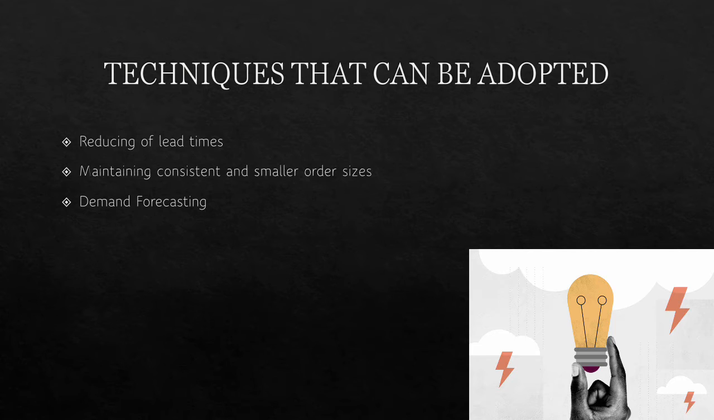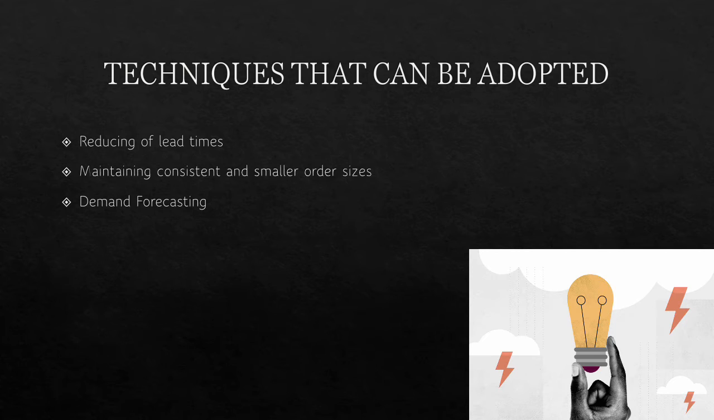Secondly, we have to maintain consistent and smaller order sizes. This can help to respond to the market's activity with more agility and with more speed, which can help reverse the bullwhip effect. By lowering the order quantity to an optimal level, it will help to establish smoother order flows.